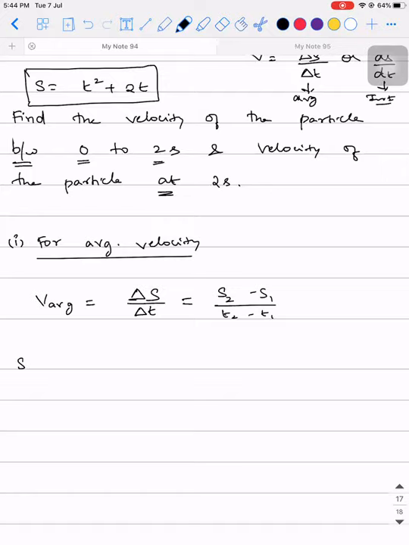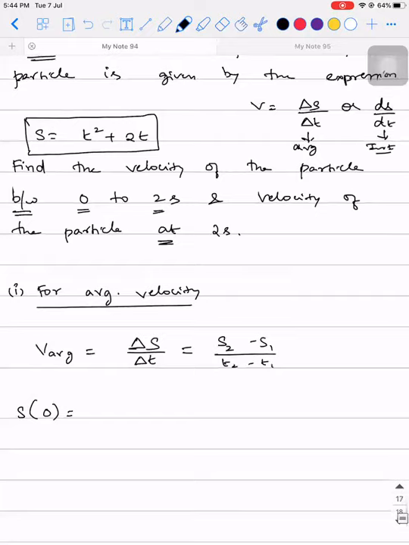So what is the displacement of the particle when T was 0? Here, if you observe mathematically, S is a function of time. T represents time. So what is S of 0? It's treated like a polynomial equation. P of 0 means 0. So S of 0 is 0. What is S of 2?